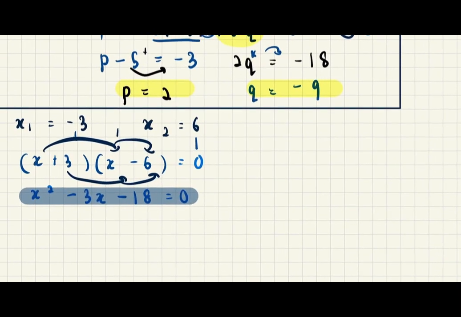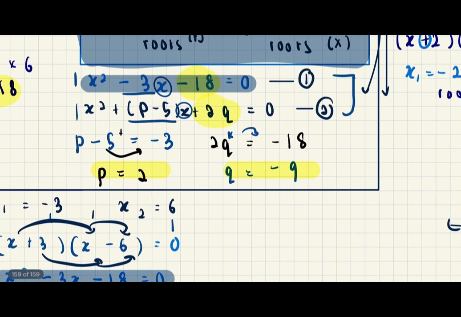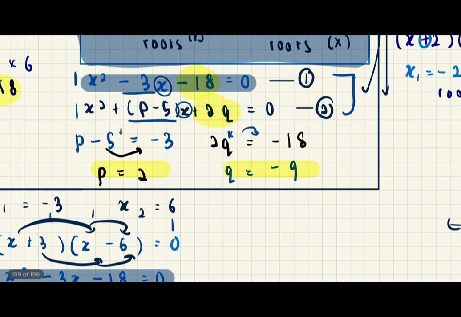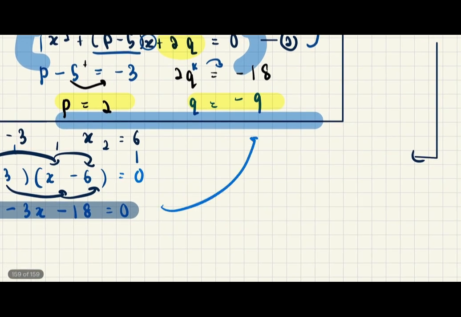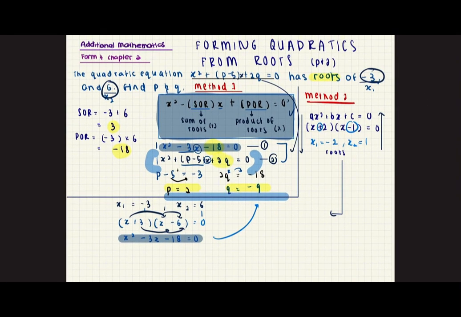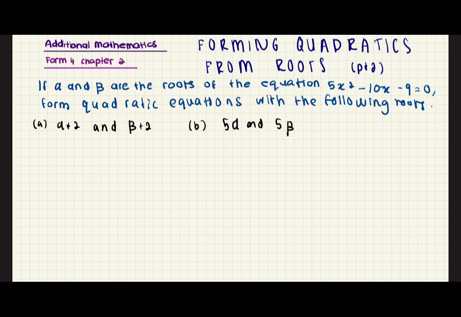So after you do this, basically you just do the same thing. You compare with this one, and then you will get the values. So this is basically what you do after that. Alright, so this is basically very easy. No need to be scared. And that's all. Okay, let's move on to the next question.